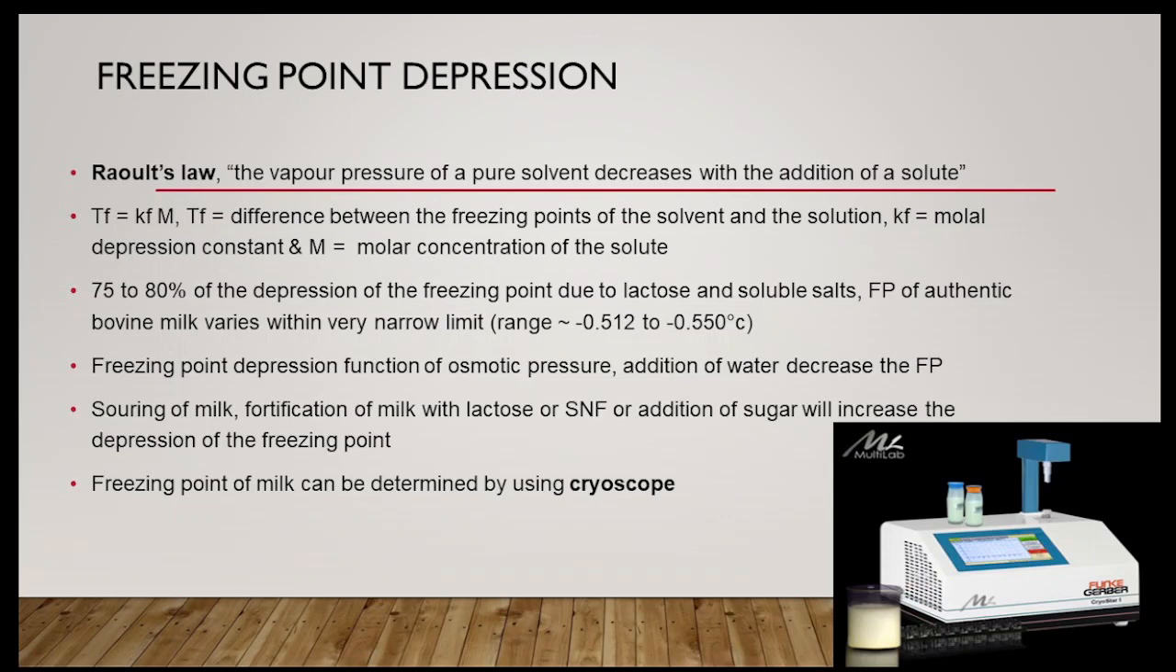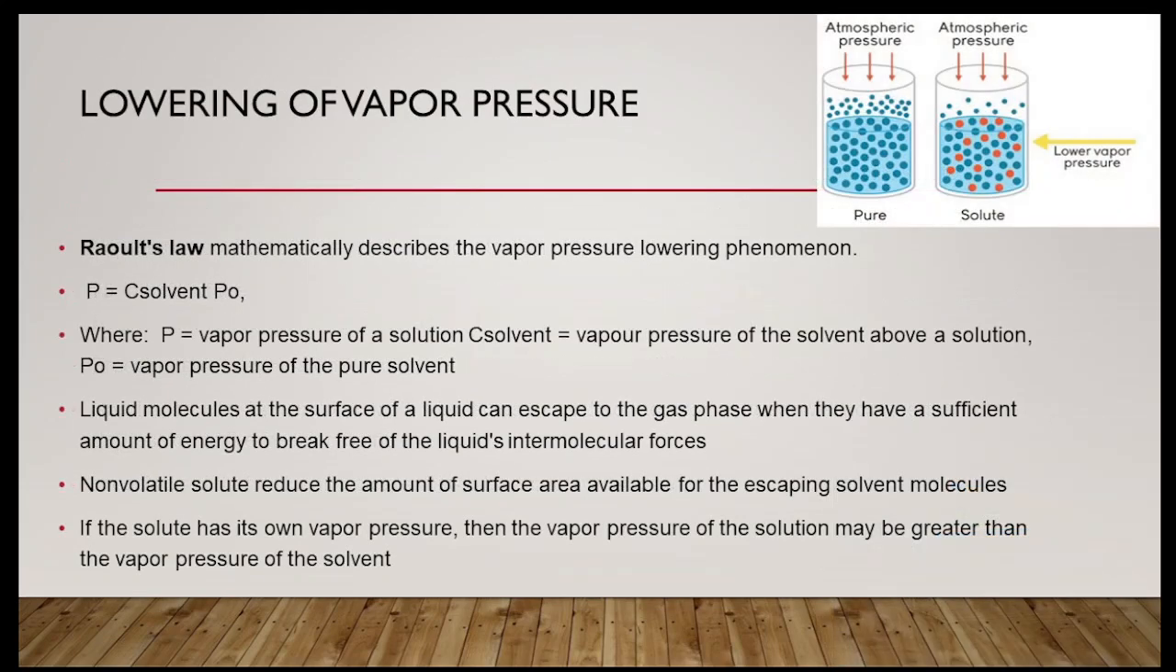Now moving on to the next colligative property, that is lowering of vapor pressure. We had discussed Raoult's law in the last slide, right? Raoult's law is the mathematical description of the vapor pressure lowering phenomenon. The vapor pressure of the solution can be calculated as the mole fraction of the solvent multiplied by the vapor pressure of the pure solvent.